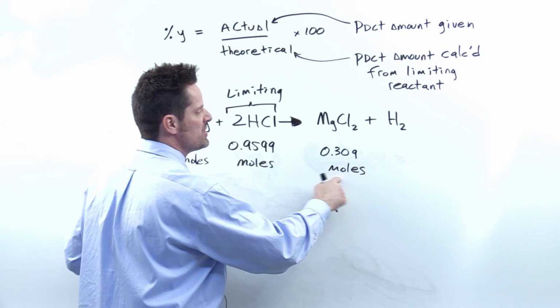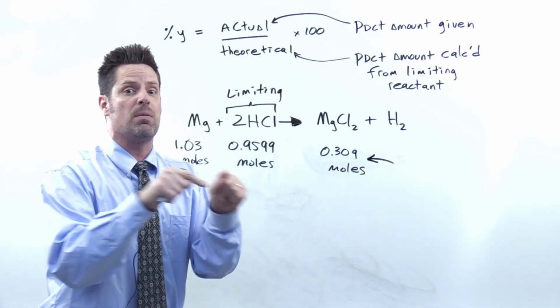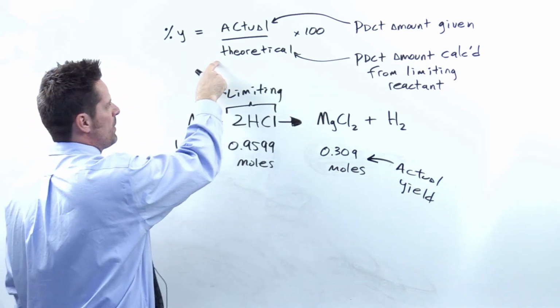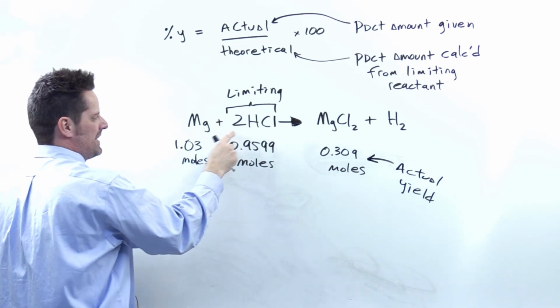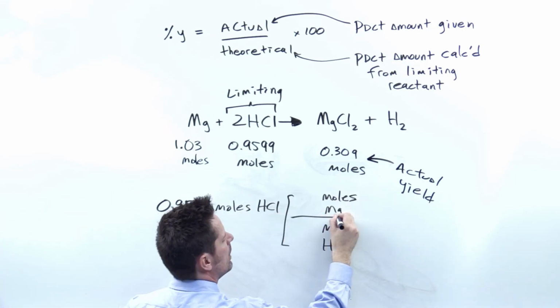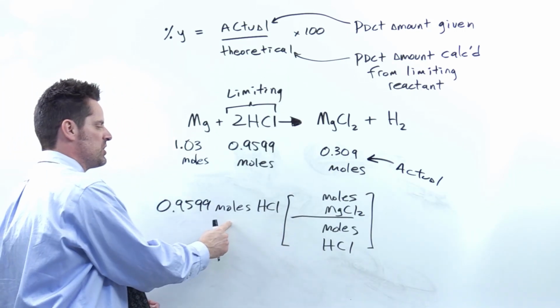Now, just so you know, this number of moles right here, which we calculated from the mass of MgCl2 provided in the problem, that's our actual yield, which is going to go in the numerator up here. The theoretical yield of this is all going to come from the amount of moles of limiting reactant HCl. For this, we of course use dimensional analysis. You'll notice unit-wise, moles HCl here in the denominator cancel out moles HCl in the numerator.